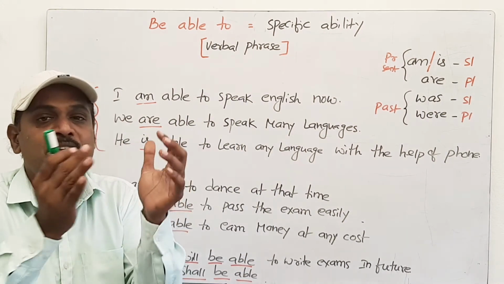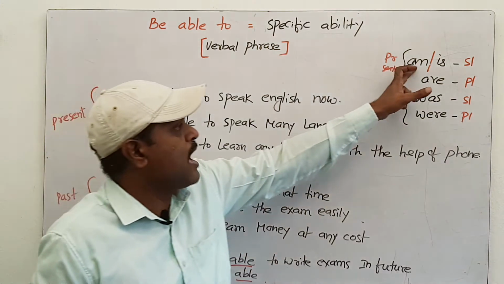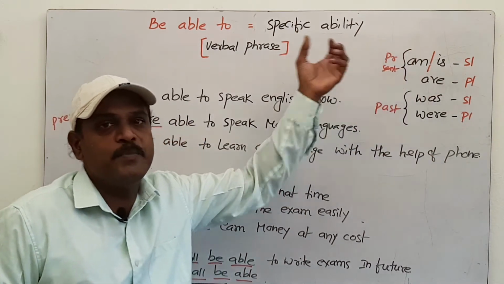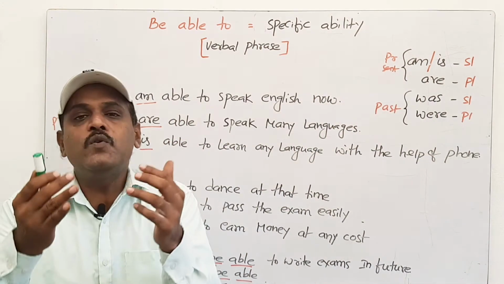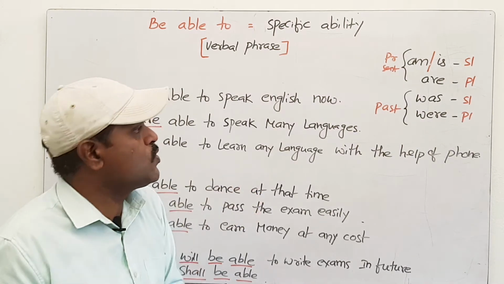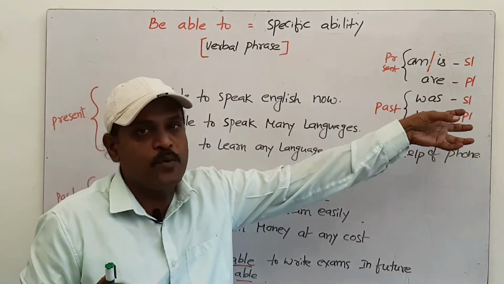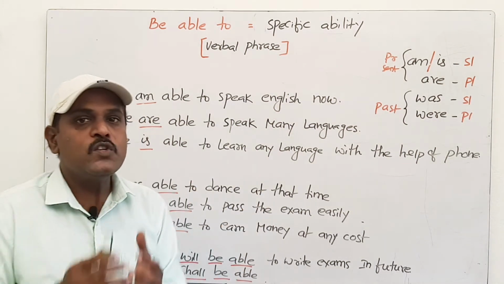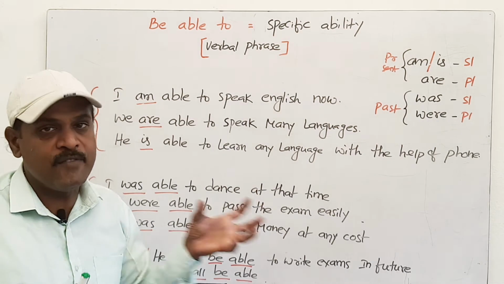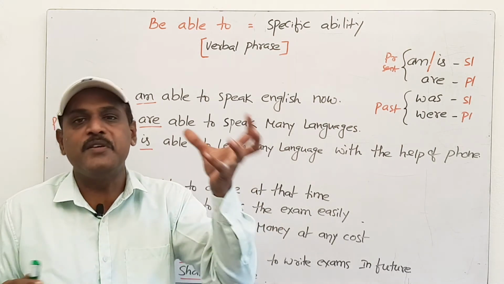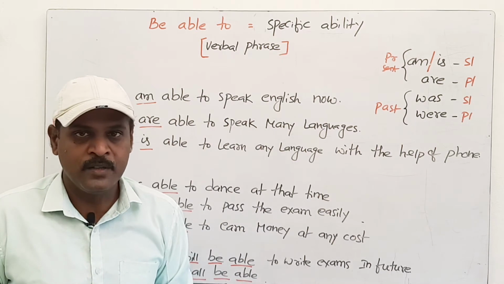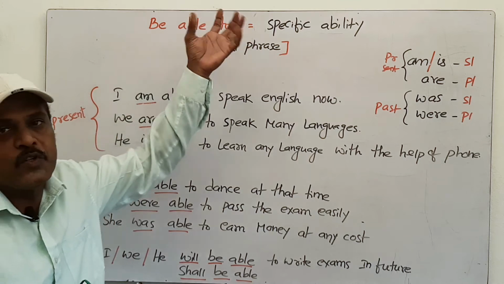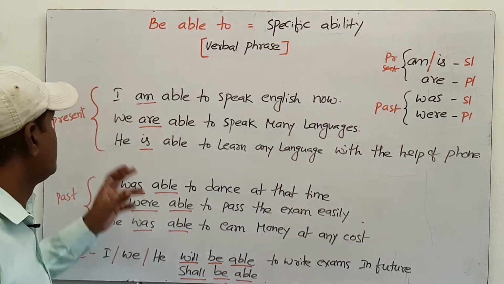In present, with able to, we need to use am, is in case of singular. In case of plural, we need to use are in present. If you want to use able to in the past, we need to use was or were. In case of future, if you want to use able to, we need to place shall be, will be, and then able to, and then V1, the first form of the verb. Now, I am going to explain in all tenses by using able to. First one, present tense.